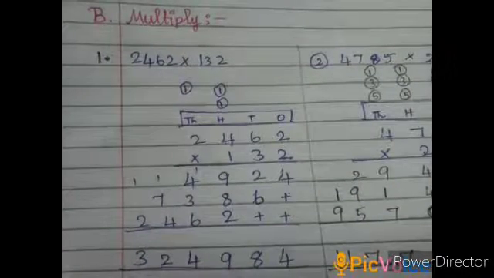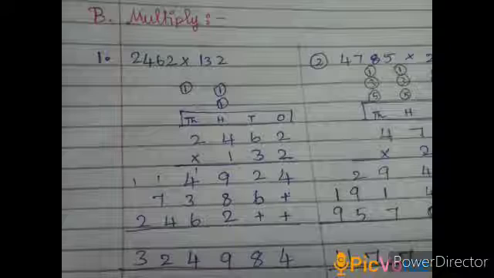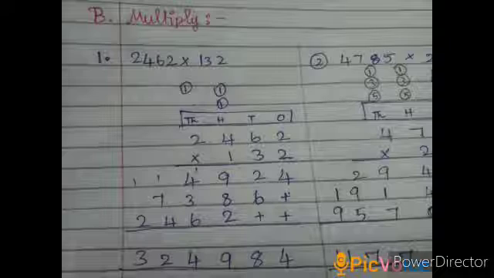Now exercise 3.1 B, Roman letter, is multiply. First sum is 2462 multiplied by 132. So a 4 digit number multiplied by a 3 digit number. First thing, arrange the numbers according to the place value: ones, tens, hundreds. Write the numbers with the correct places. Now start the multiplication from the ones place number onwards.